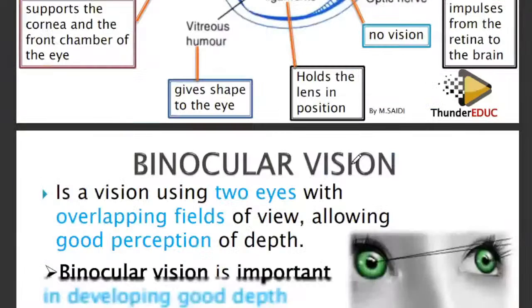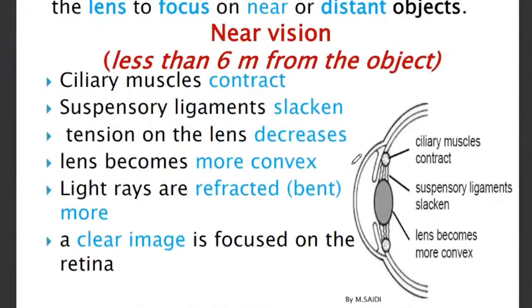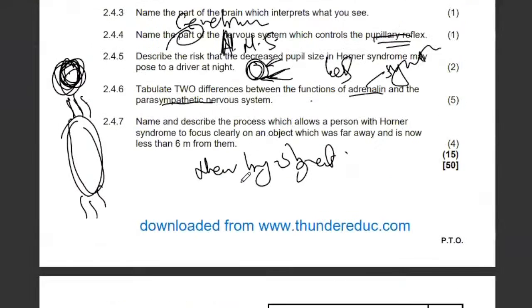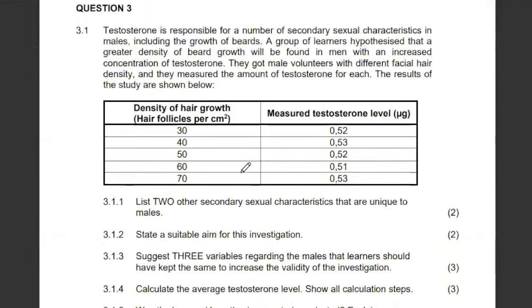This is what they are looking for: for nearby objects, the ciliary muscles contract, the suspensory ligaments slacken, the tension on the lens decreases, and the lens becomes more convex. The light rays are bent more, meaning that the refracting power of the lens is high, and a clear image is focused onto the retina. Yes. So you go to question 3, the last 50 marks.